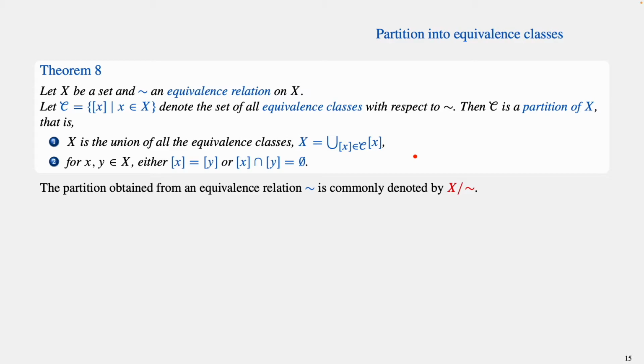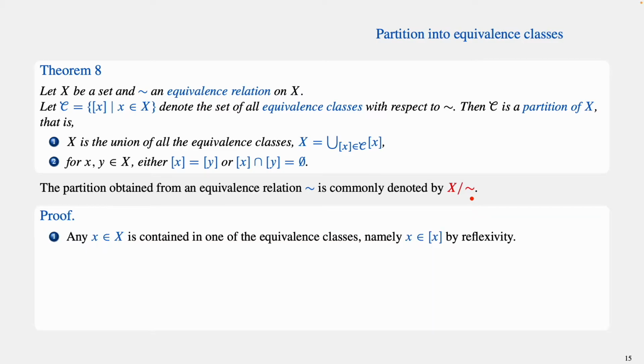Now, the partition we obtain from an equivalence relation is usually denoted by this notation. So rather than curly C or something, we usually write X slash tilde, so the symbol for the equivalence relation. And we read this as either X over tilde or X over the relation or X modulo the relation. Now we want to prove this theorem.